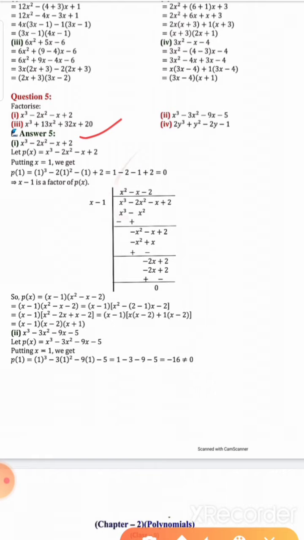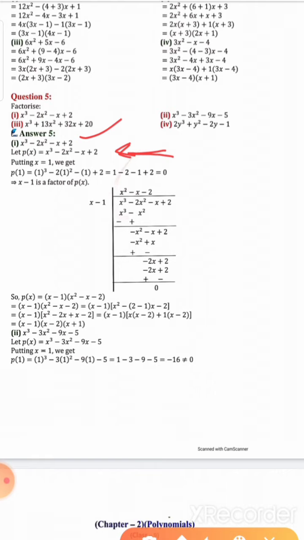First, we write our polynomial. Let p(x) is equal to x cube minus 2x square minus x plus 2. First, we substitute values of x by trial, and if for the value of x our polynomial becomes 0, then we say for that value the number is a factor of our polynomial.